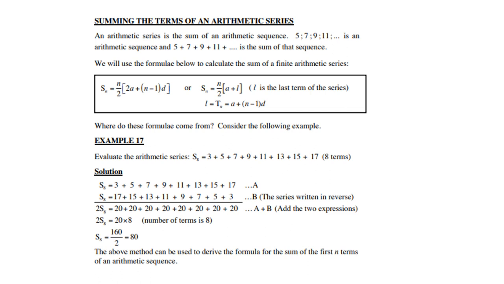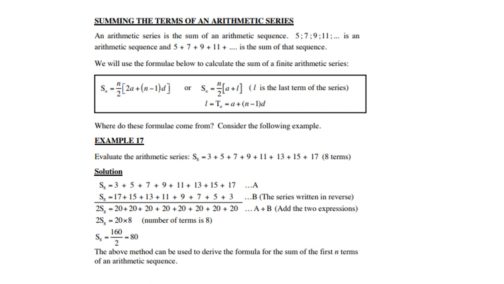If you look at the first formula, S_n equals n over 2, square bracket 2a plus (n minus 1)d, or S_n equals n over 2, square bracket a plus l, where l is the last term. So the first formula is for an infinite series and the second is for a finite series. Now, where do these formulas come from?